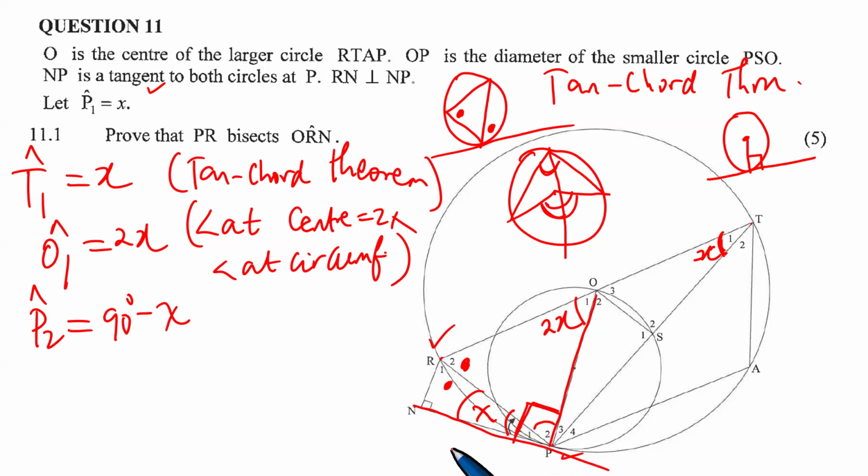Why? Tangent perpendicular to diameter. The tangent is perpendicular to what? To the diameter. What is the angle R2? What is the angle R2 at this point?